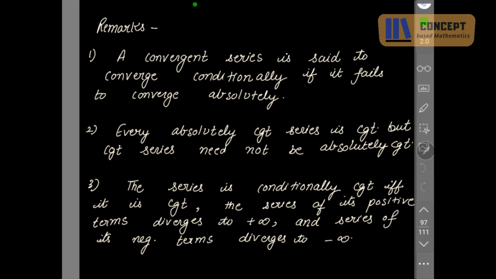First one is, a convergent series is said to converge conditionally if it fails to converge absolutely. So the series which converges conditionally will not converge absolutely. Second is, every absolutely convergent series is convergent. But the other way, it's not true. It may or may not be true. So a convergent series need not be absolutely convergent, but an absolutely convergent series is convergent.